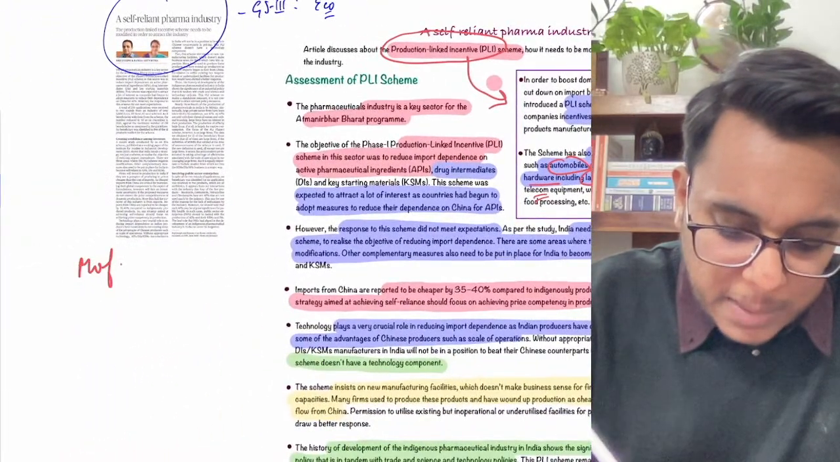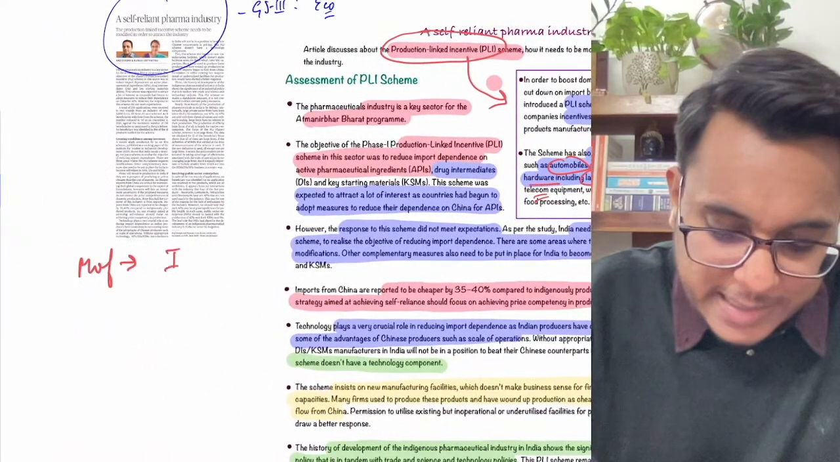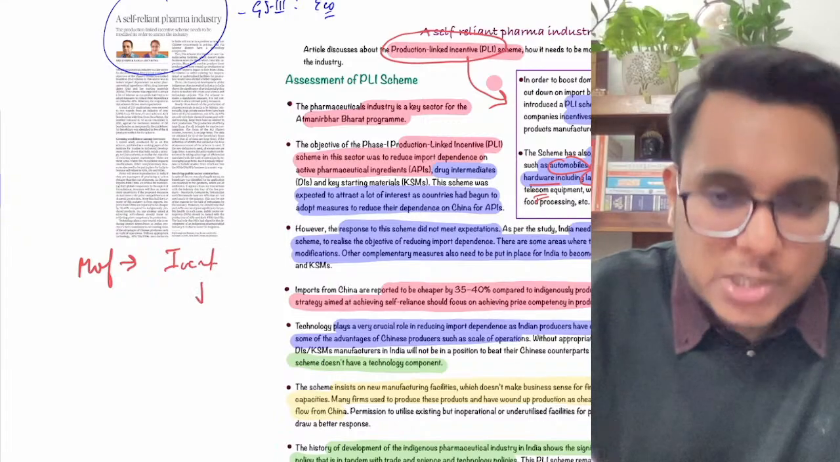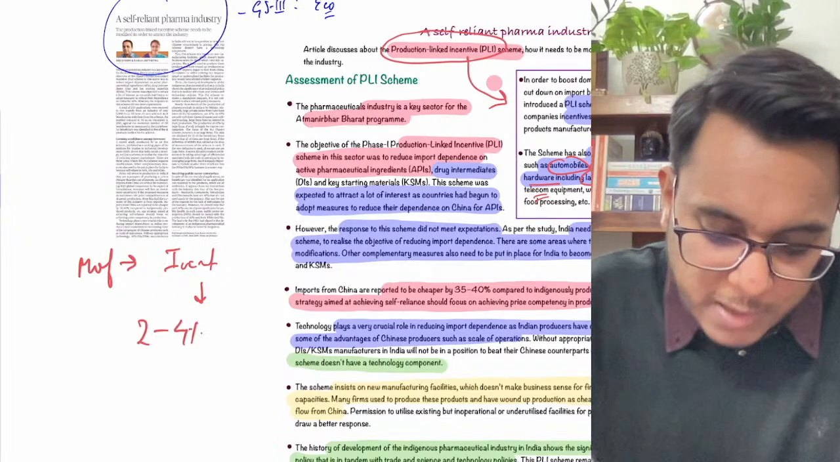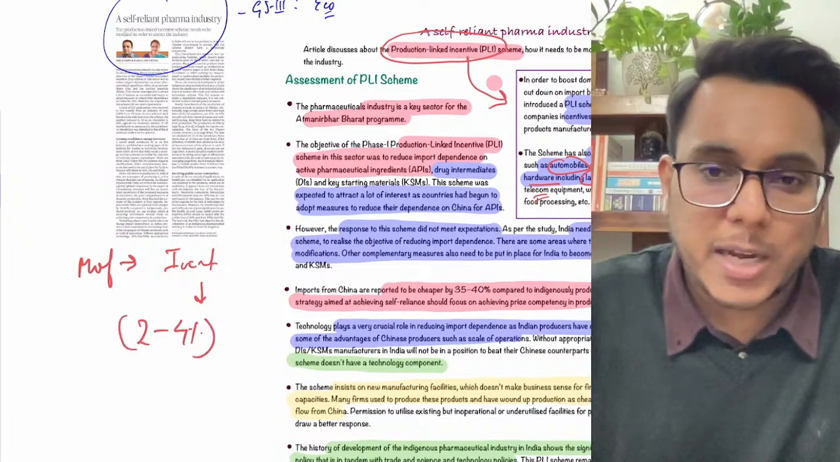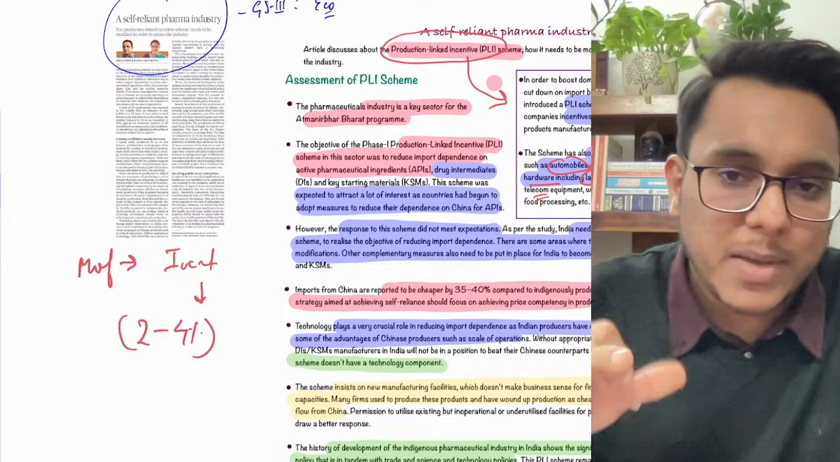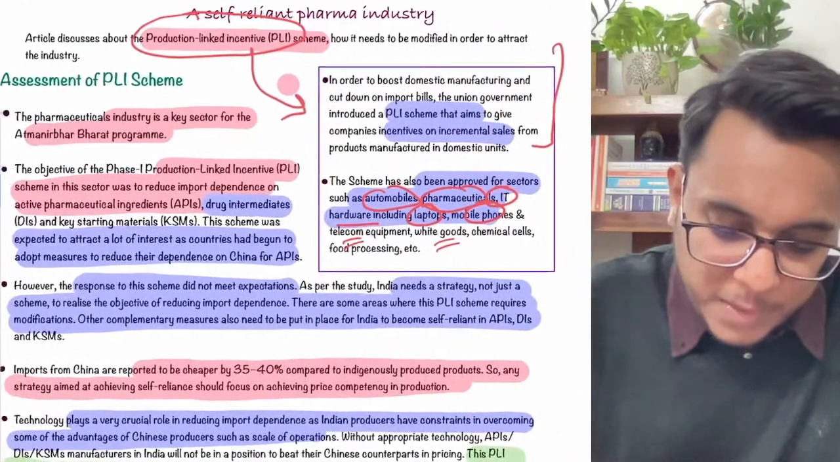The manufacturing companies will be paid an incentive if they are doing some extra production. An incentive of 2 to 4% will be paid if they do some additional manufacturing. So that is the production linked incentive scheme we have come out with.